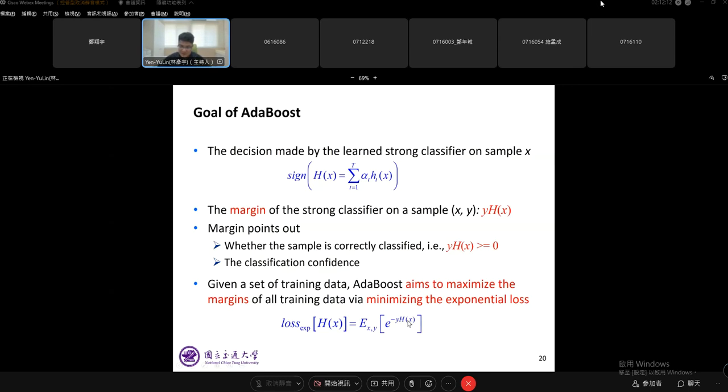Okay, so as you could see, exponential is also a monotonic function. When we want to maximize the margin, it is equivalent to minimize the exponential of negative margin. So this is the so-called exponential loss. The goal of AdaBoost is to select weak learner and determine the weight of the weak learner to minimize the exponential loss. So our focus will be exponential loss in the following few slides.